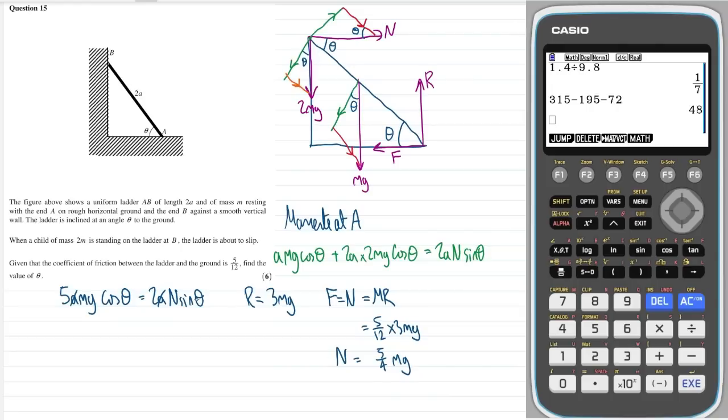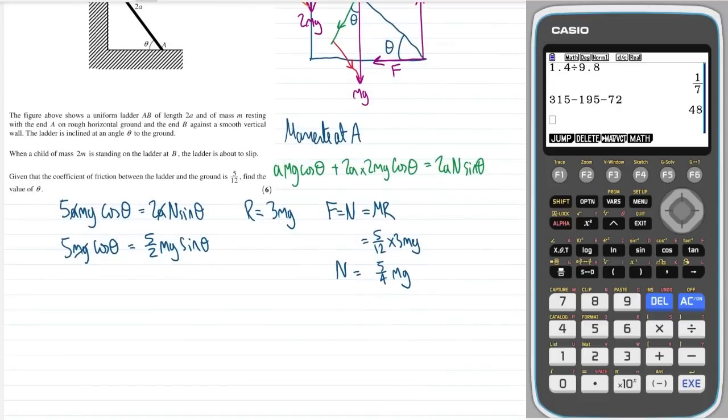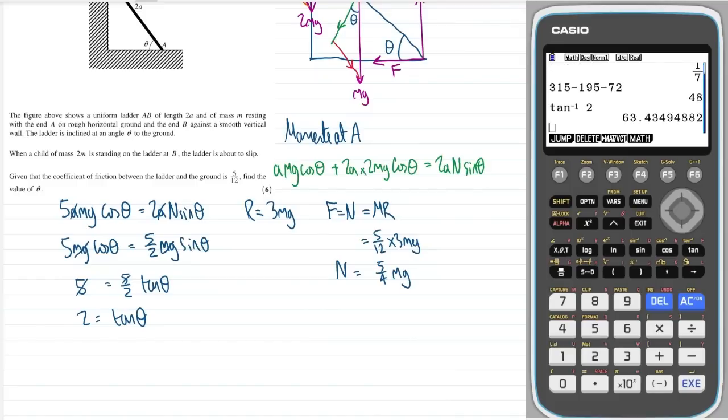Okay, so that can go back over here. So we can have 5mg cosine theta is equal to 2 times 5/4, which is 5/2, mg times sine theta. The mg's will cancel. Divide through by cos theta gives me 5 is equal to 5/2 tan theta. So therefore, dividing through by 5 and then timesing through by 2 gives me 2 is equal to tan theta. So shift tan in degree mode of 2 is equal to 63.4.